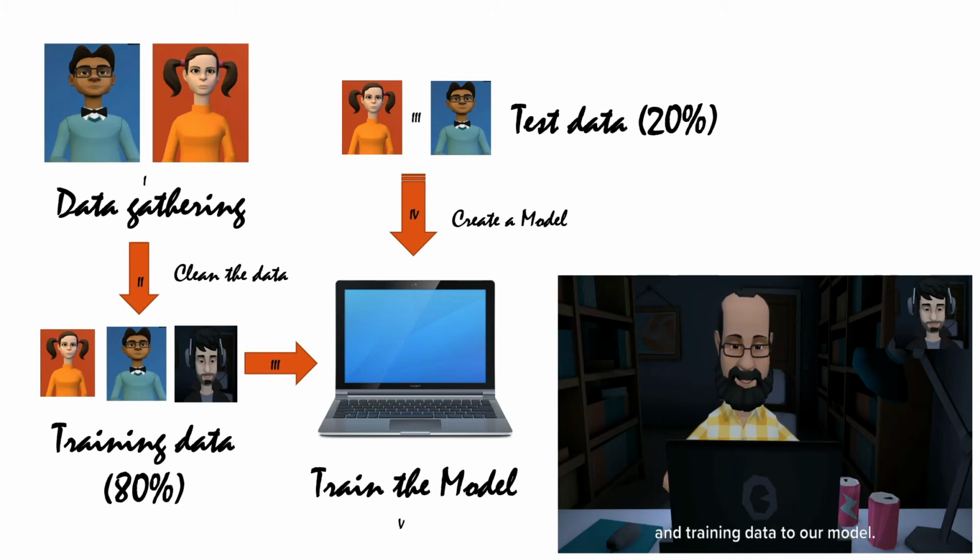Here we are providing testing data and training data to our model. Have you noticed that training and testing data are different? We train our model with a lot of random images of people, so our model can learn and identify a pattern to recognize Julia and Samir's face.